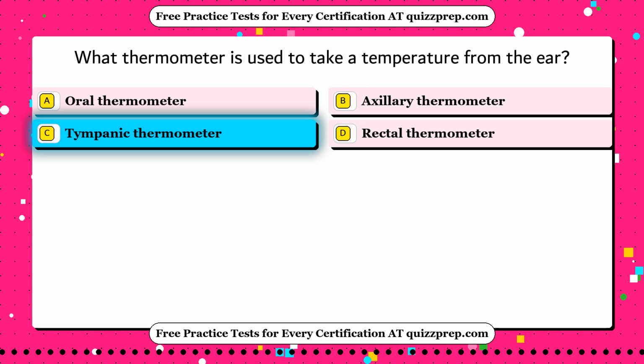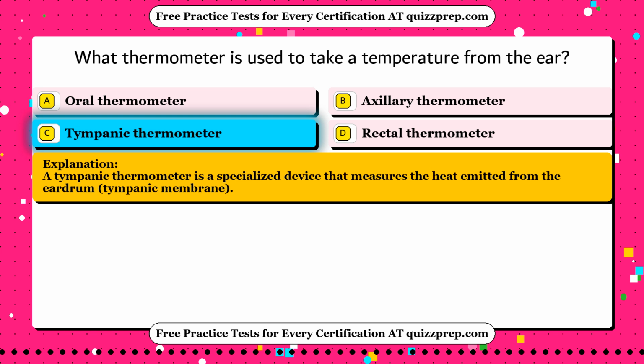The correct answer is option C. Tympanic thermometer. A tympanic thermometer is a specialized device that measures the heat emitted from the eardrum, tympanic membrane.